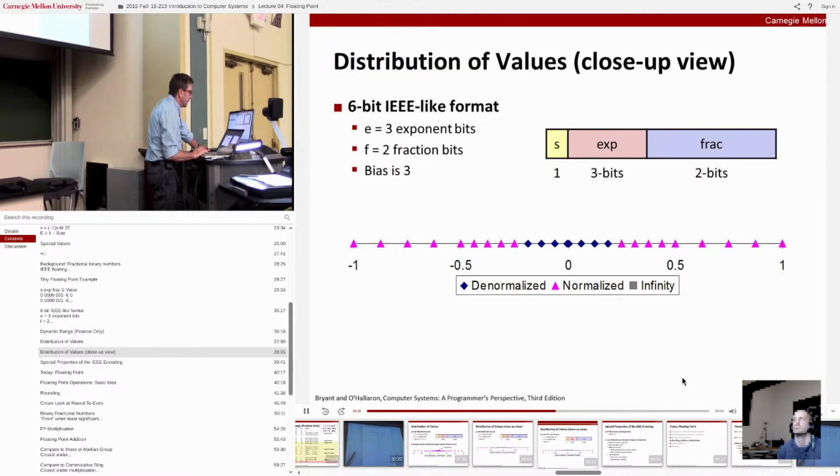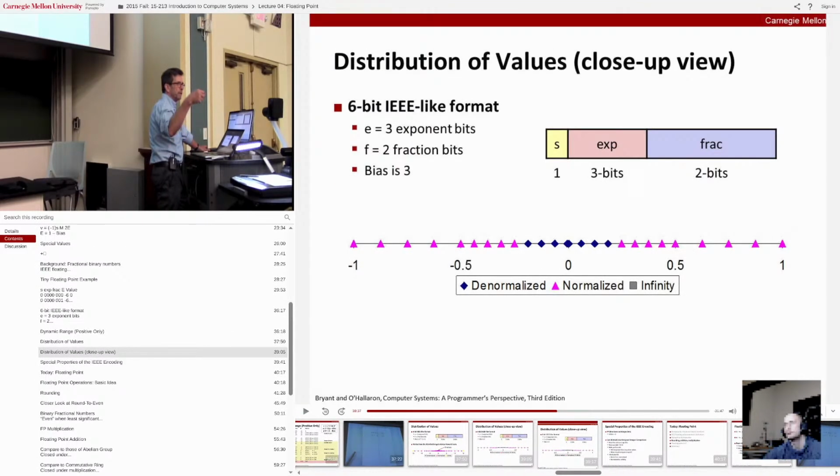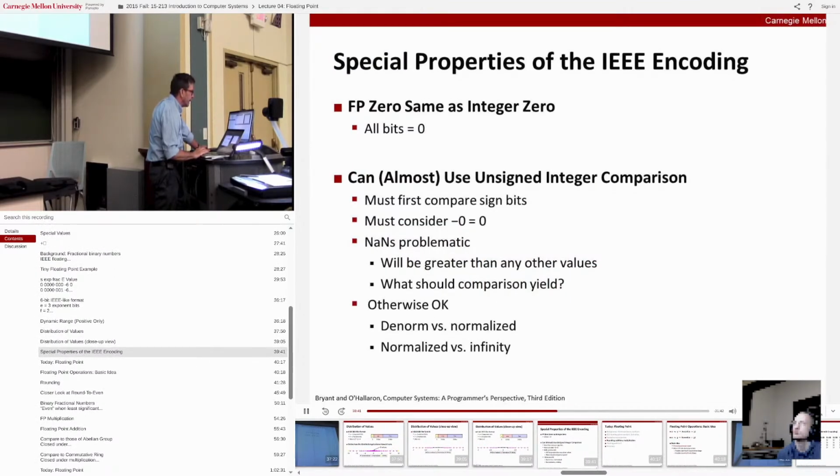If we zoom in, these blue values are denorms, and then we have the next set of normalized values where the frac field is 1. They're spaced the same, right? We saw this when we kept increasing by 1 over 512. And then we increase the exponent by 1, and the spacing doubles.